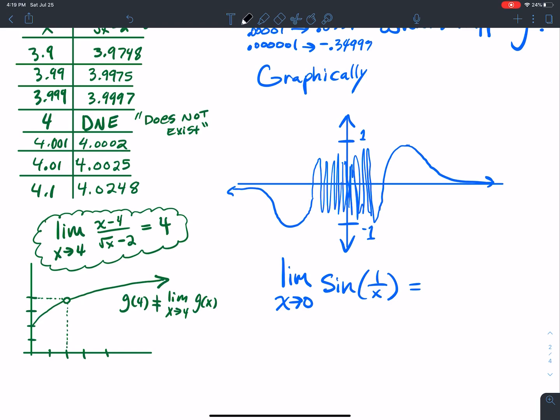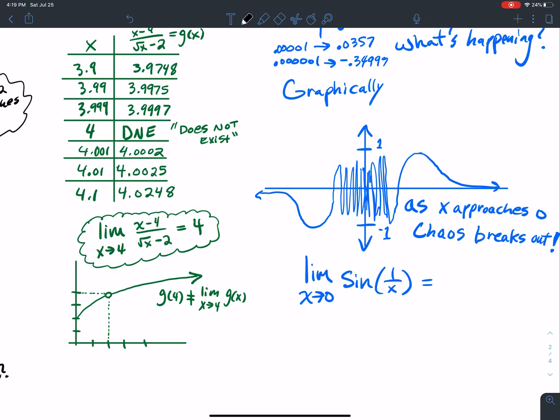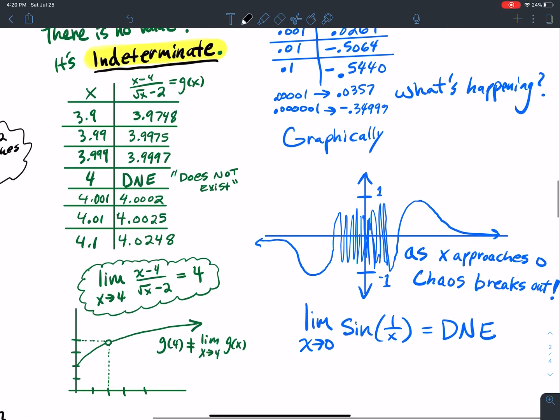So you think about what sine is. Sine is a function that just oscillates like this no matter what, okay? So you get really big numbers. It's almost like it's spitting out some random number. So as x approaches 0, chaos breaks out, okay? We're not honing in on some specific number it's getting closer to. So graphically, you can see that the limit simply does not exist at x equal to 0, okay?